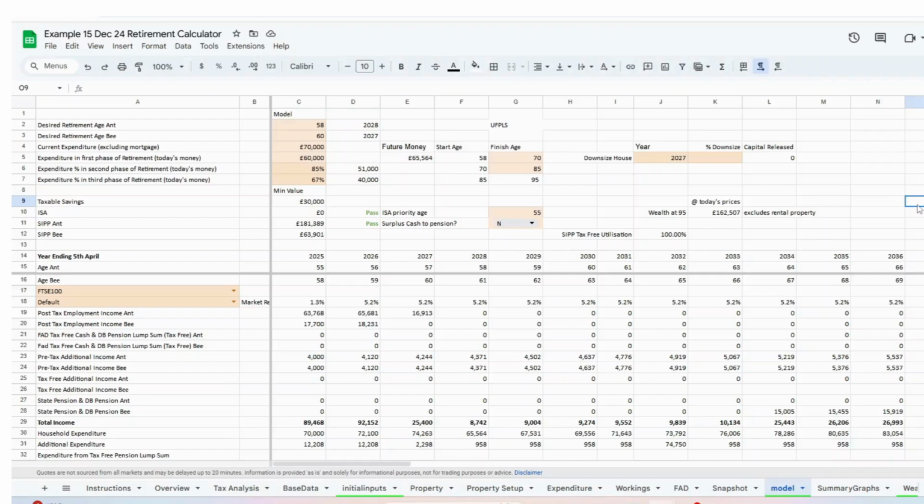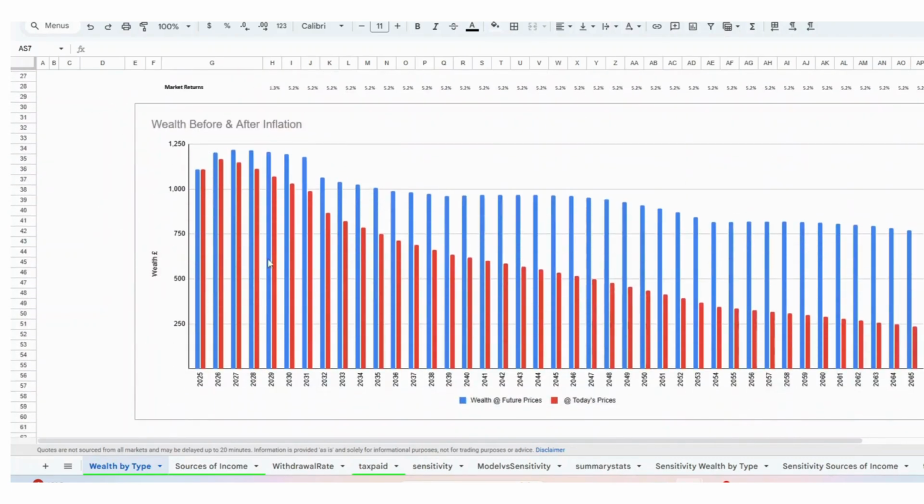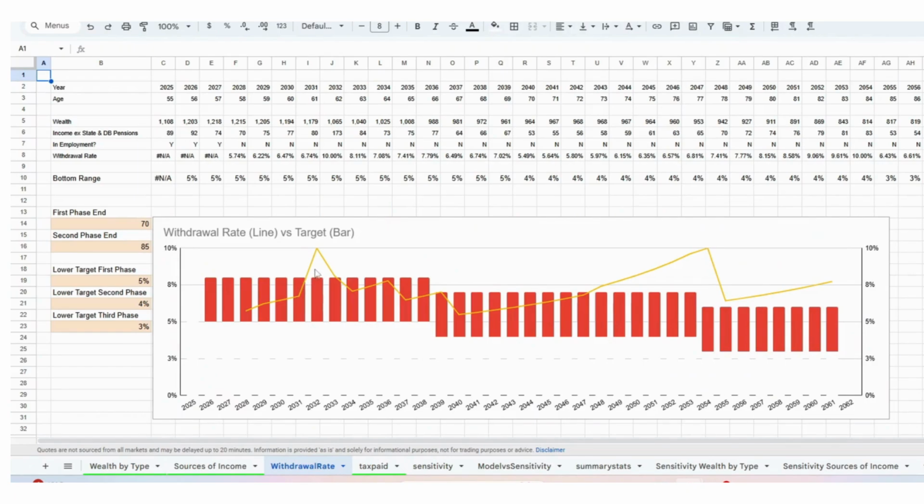So now they can move on to the next stage of just checking some of the graphs on their data. So first of all, we go to wealth by type and we look at how that is changing over time, and it is being run down quite heavily. And if we scroll down here, we can see that at today's prices, it is actually running down quite a lot. And then when we look at the withdrawal rate, we can see that at times we are withdrawing maybe a bit more than some of the target rates would suggest, but that's kind of okay because we don't want to leave too much money for inheritance tax.